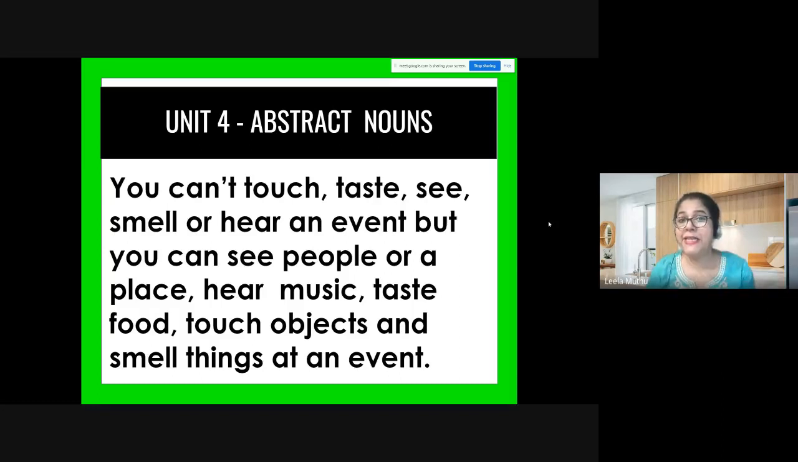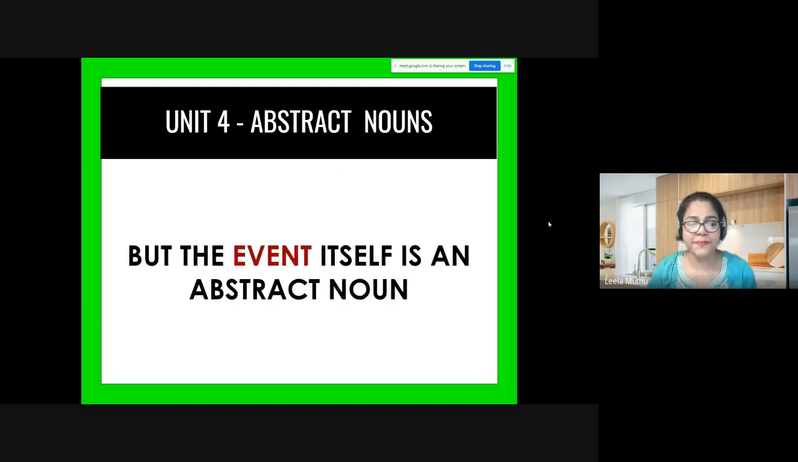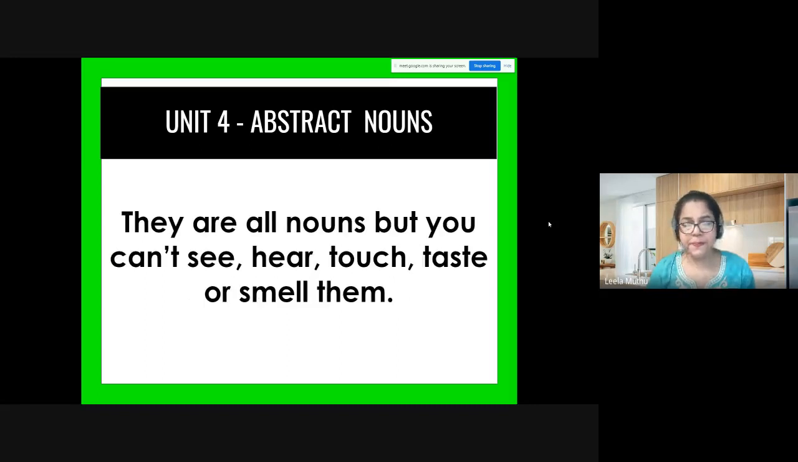We had a meeting. A meeting is an abstract noun. There was a celebration. There's a festival. All these are abstract nouns. The event itself is an abstract noun. They're all nouns that you can't see, touch, hear, or smell.